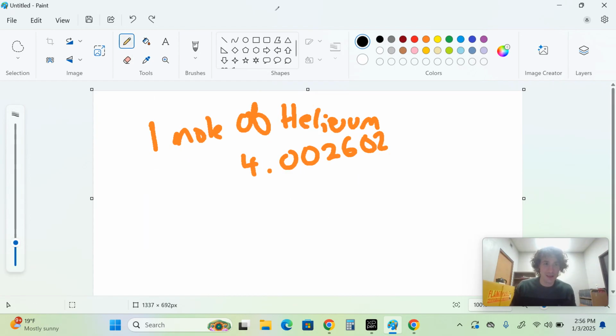This number right here, I can measure that. I can put that on a mass balance, right? And say, hey, that many grams. If it's helium, if every last atom was helium, it would be that many grams. Okay.